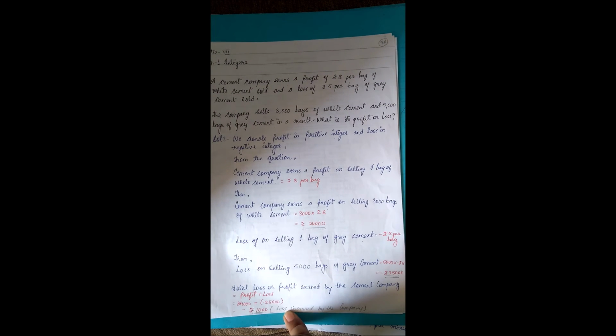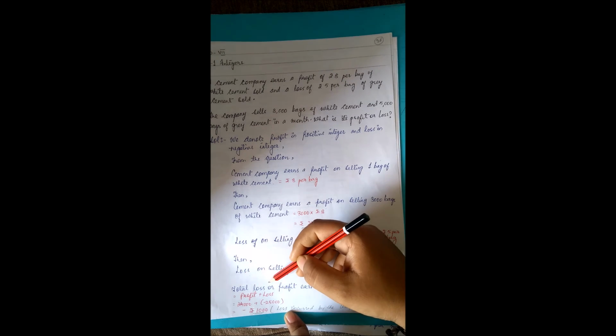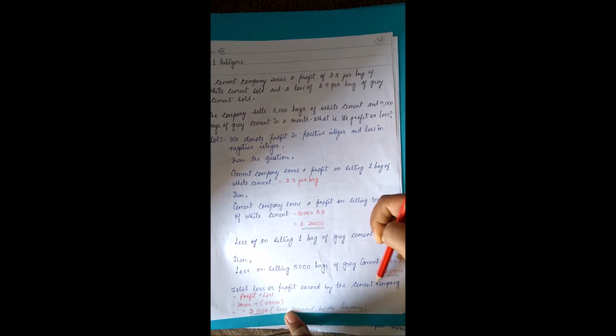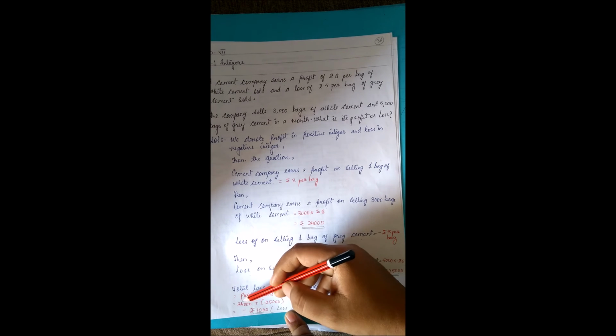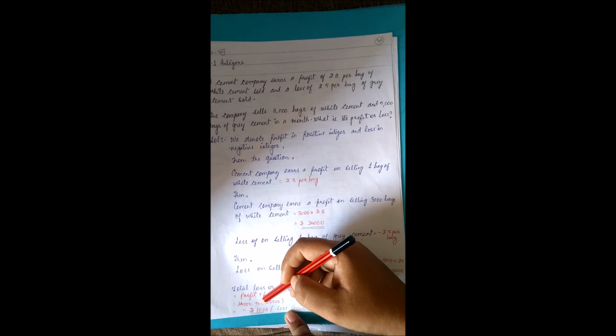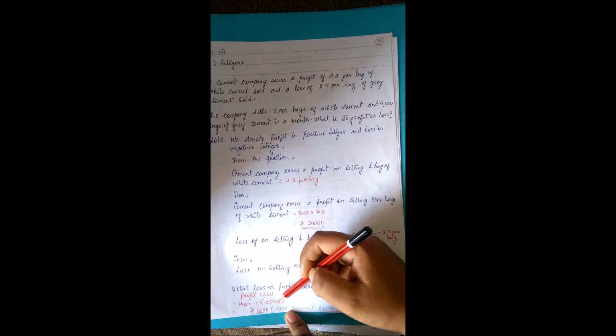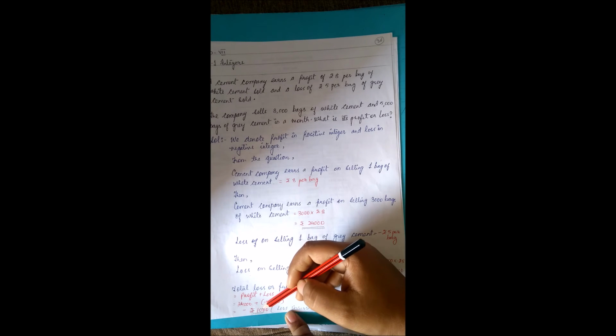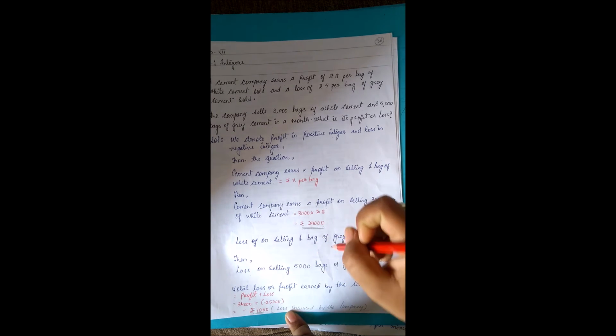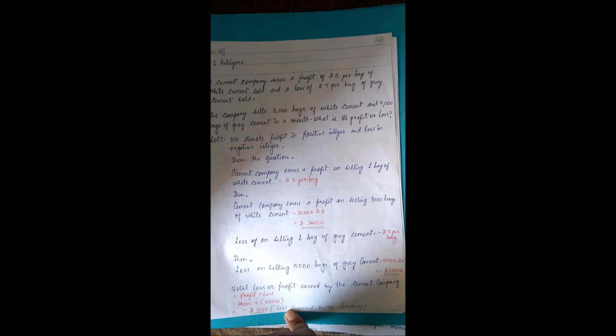That is minus rupees 25,000. So total loss or profit earned by the cement company, that is profit plus loss, 24,000 profit they earned plus minus 25,000 loss. So minus 1,000 rupees loss they have incurred by the cement company.